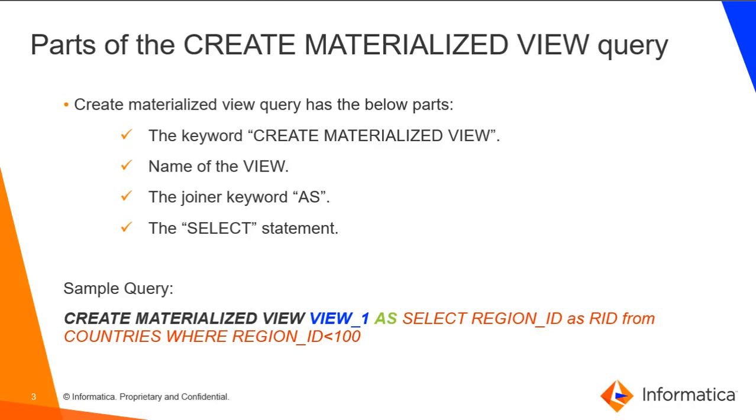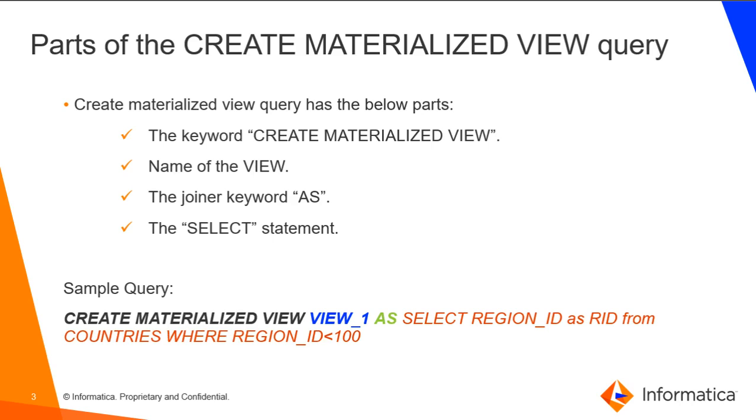If you check the sample query, create materialized view is the keyword which we need to begin with, and the second one is the name of the view, and as is the keyword which joins the view and the select statement. The last part is the select statement with which we are going to create the materialized view. Here we are just going to create a materialized view with the region ID, that is RID, from the countries table, with the condition that region ID is less than 100.